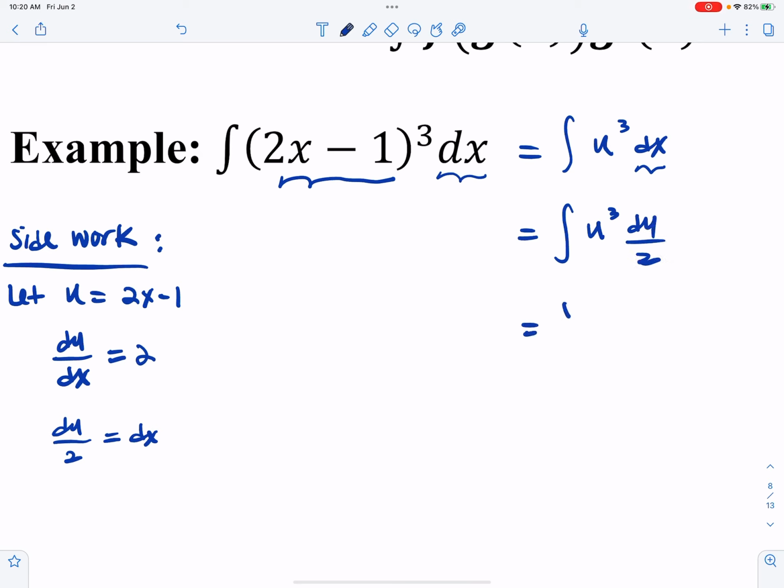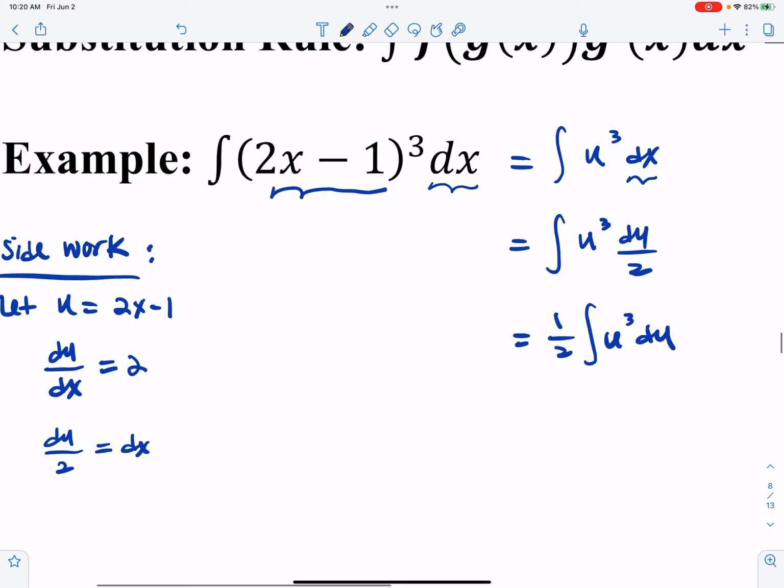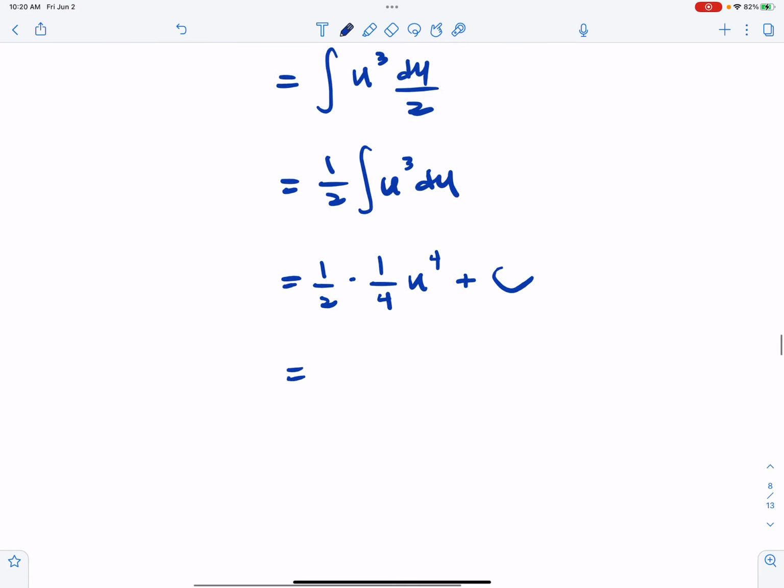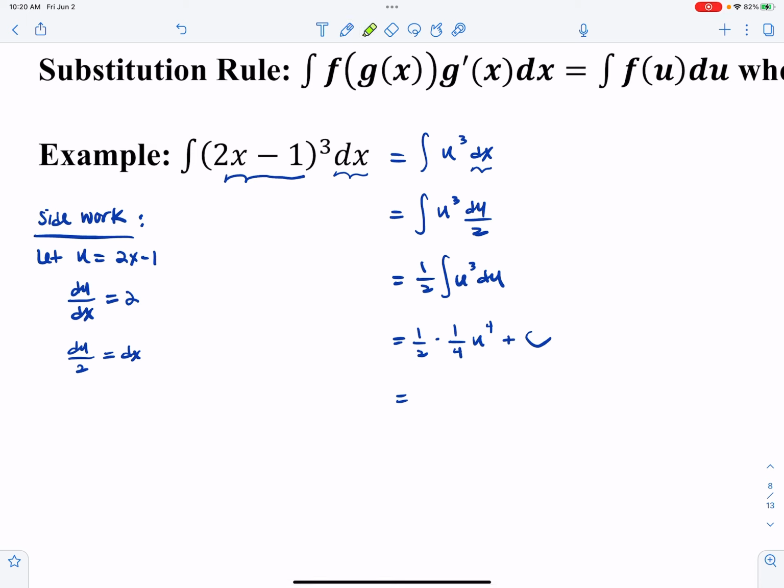Which 1/2 can be pulled out front of the integral. And now this is something that we know how to integrate just using power rule for integration. The 1/2 can hang out there. You could have left the 1/2 in with the integrand as well. It's your preference. And what that would be is 1/4 u to the 4th plus c. And then the last step is to substitute back in what you had let u equal to. So that'll be 1/8 and then 2x minus 1 to the 4th plus c.